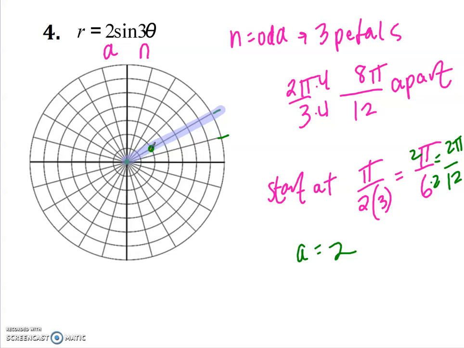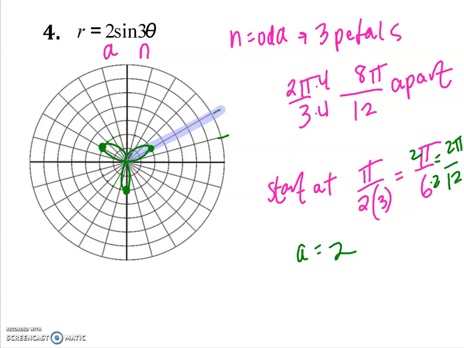And now I've got to count 8 pi apart. So 1, 2, 3, 4, 5, 6, 7, 8. Put a dot. 1, 2, 3, 4, 5, 6, 7, 8. Put a dot. All right, and then here we go.